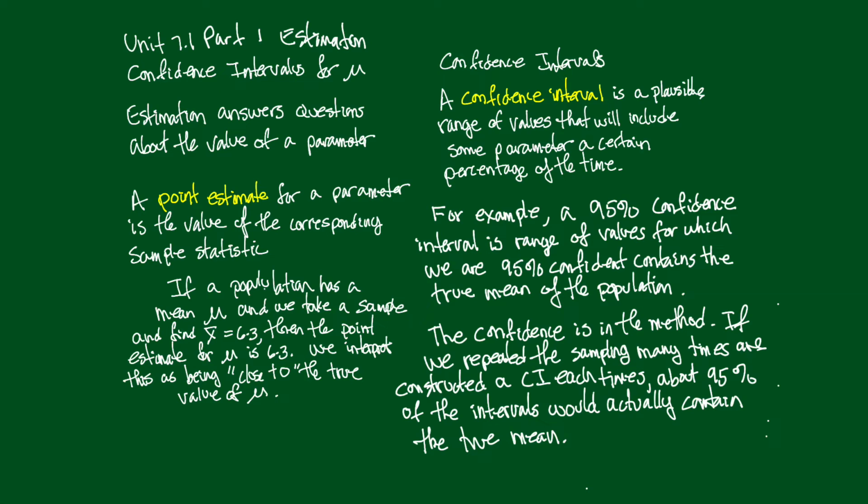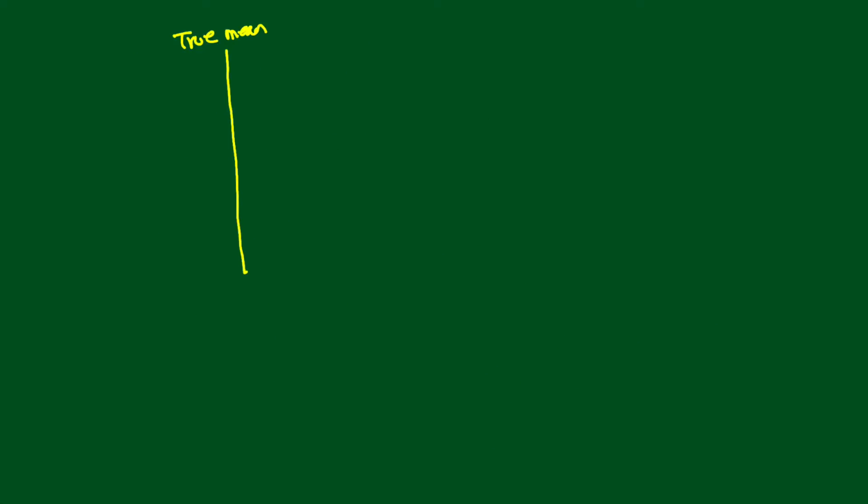Here's a picture. Suppose we have some population, and here's the true mean of the population. I'm just going to represent it like that. That's some number, like 60 or something. Now suppose there's 100 of us. We all go out and take a sample of size, say, 45. From that sample, we compute the sample mean, and from the sample mean, we construct a confidence interval.